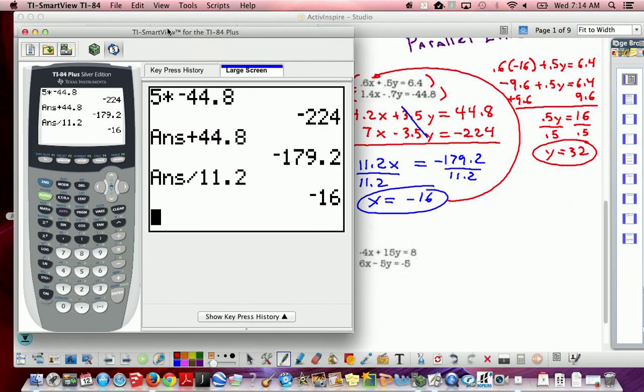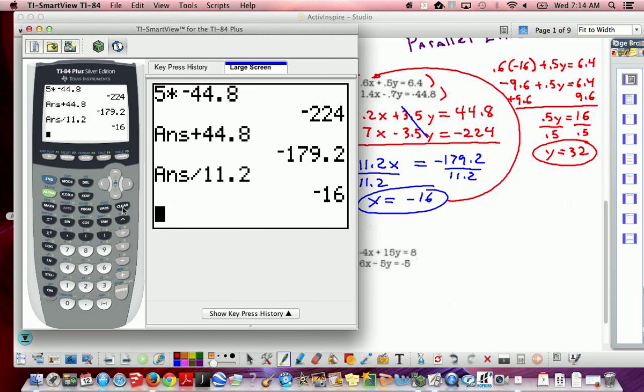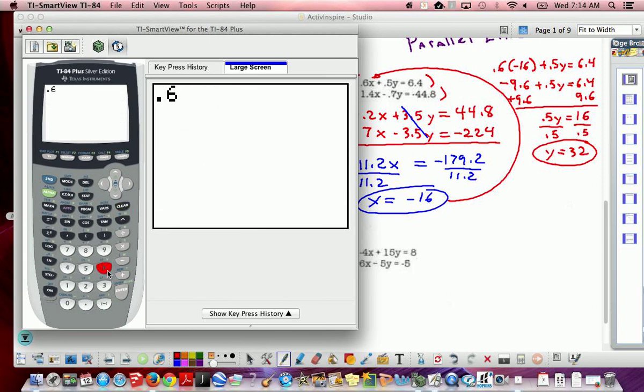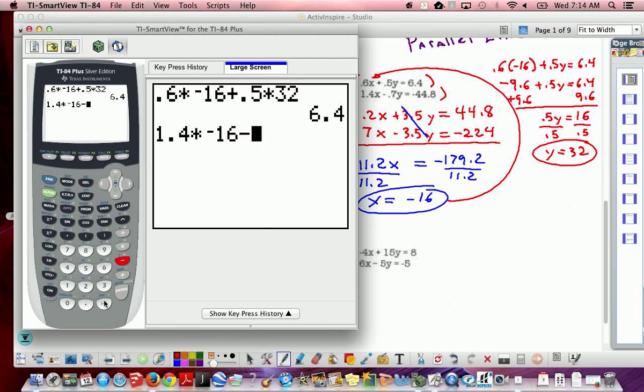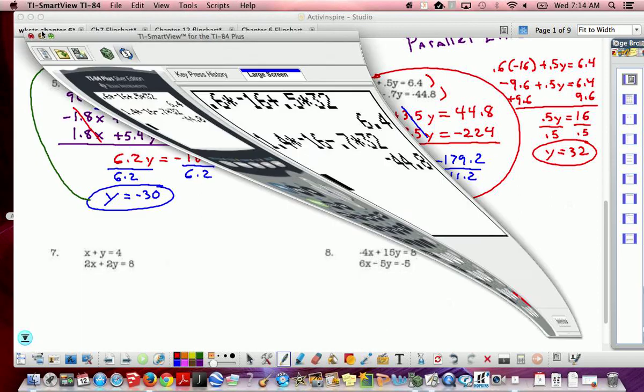So I'm going to just do a quick check just to make sure everything's right. I'm actually going to use my calculator here a little bit more to check it. So what I can do is go 0.6 times negative 16 plus 0.5 times 32. Sure enough, that gives me the 6.4. Then 1.4 times negative 16, and I'm going to subtract 0.7 times 32. So if I do that right, I should get negative 44.8. So I know my answers are correct.